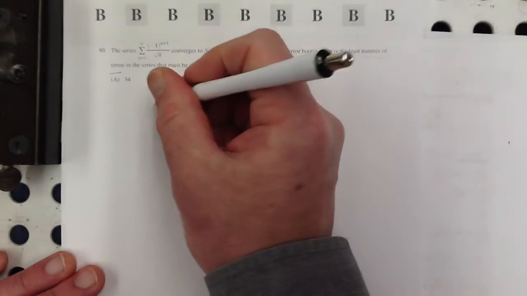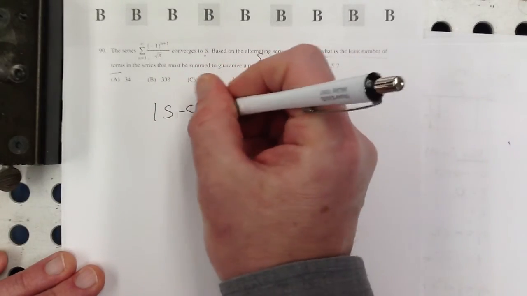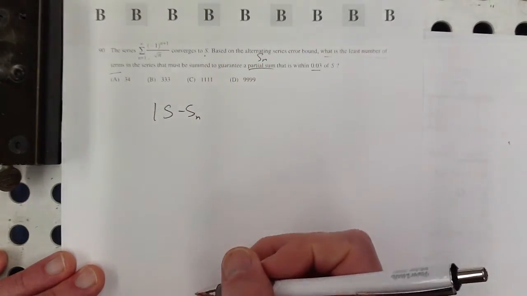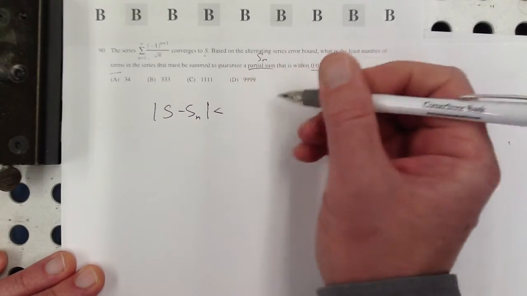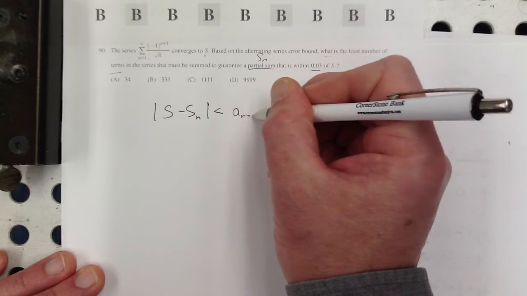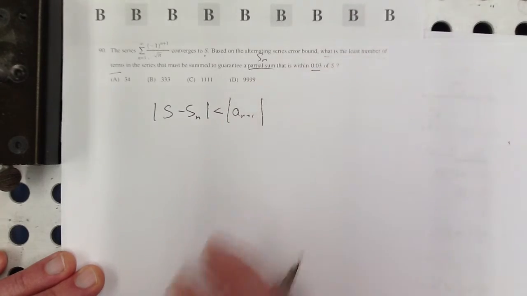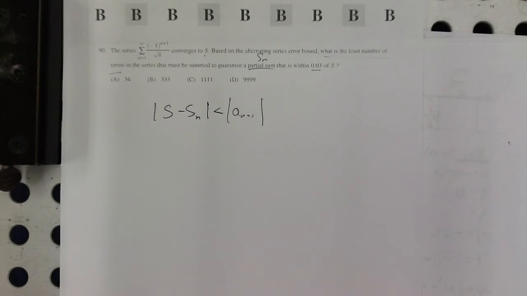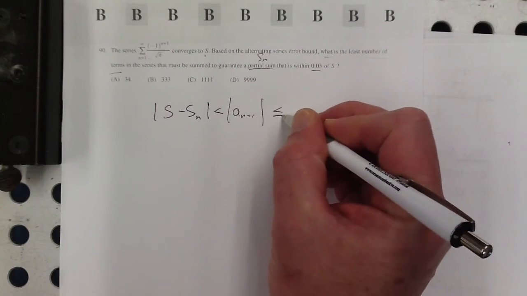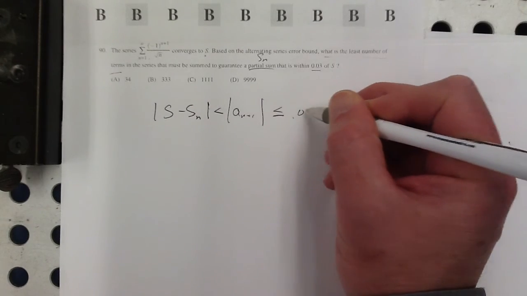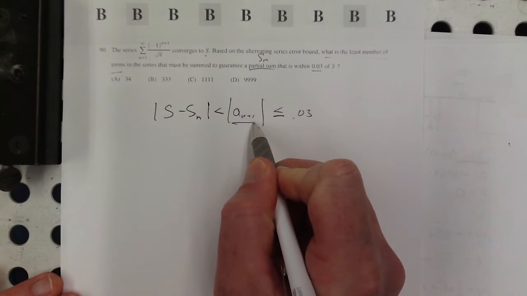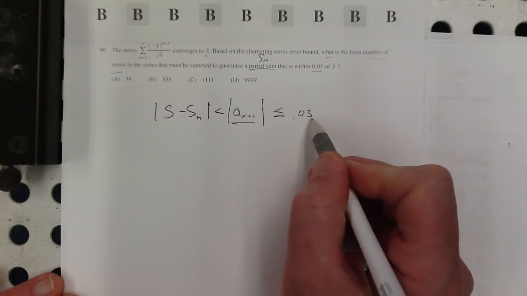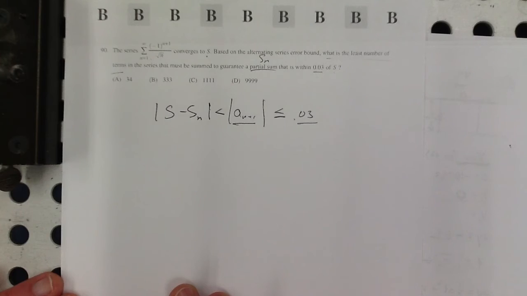Okay, well, I know the alternating series error bound says the difference between the actual sum and the nth partial sum is less than the absolute value of a sub n plus 1. So if you want to guarantee that you are within 0.03, then you have to find this n plus 1 term such that that is true.